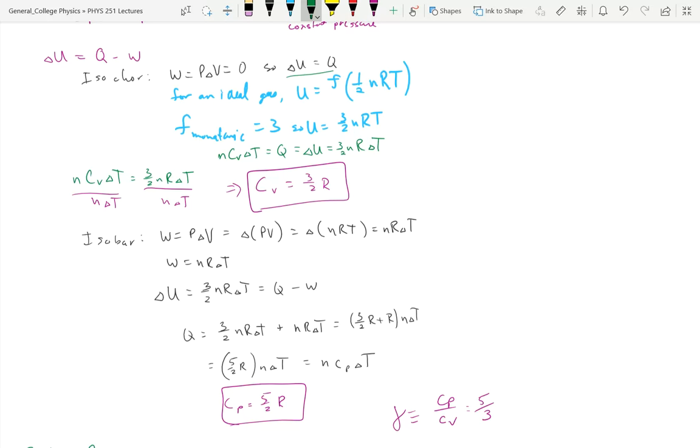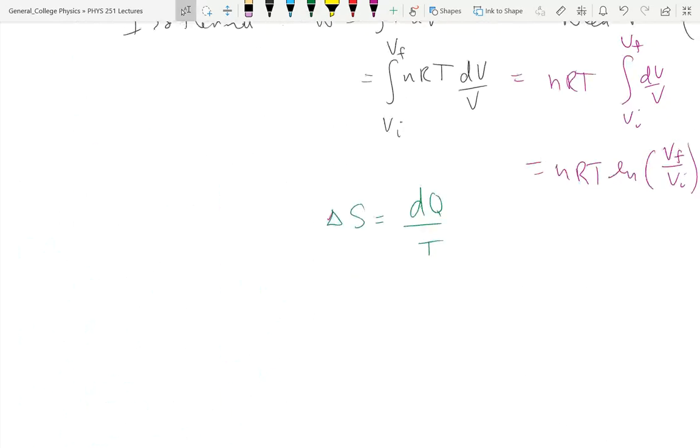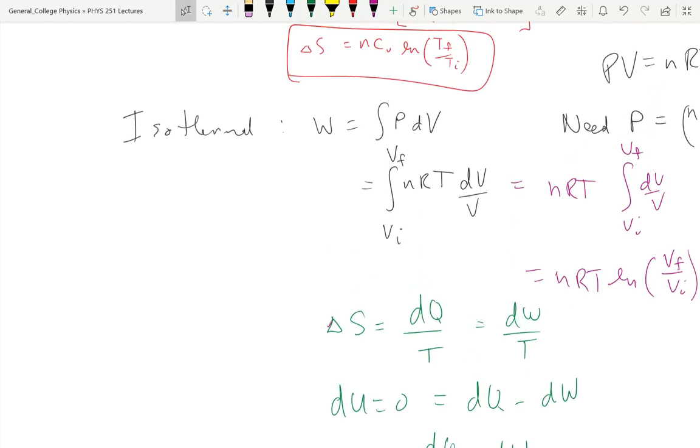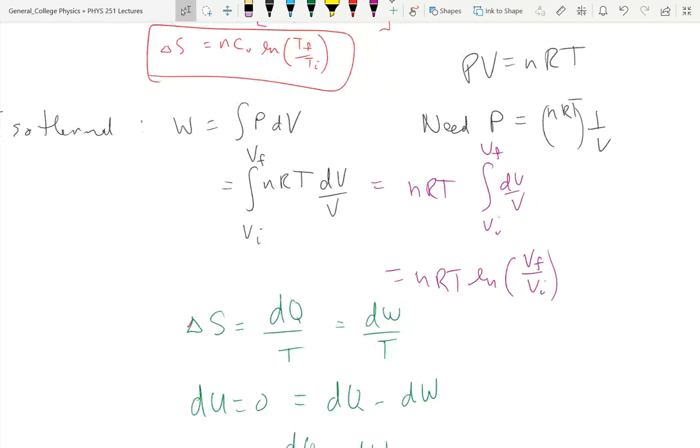Well, we're constant number of moles for everything we do in physics. It's not changing. And so for our isothermal case, we have dU equals 0 equals dq minus dw. So that means that we're going to have dq equals dw. So that's dw over T. Well, we just did the whole work thing. dw is P dV.